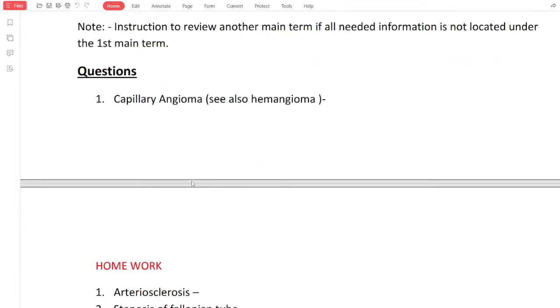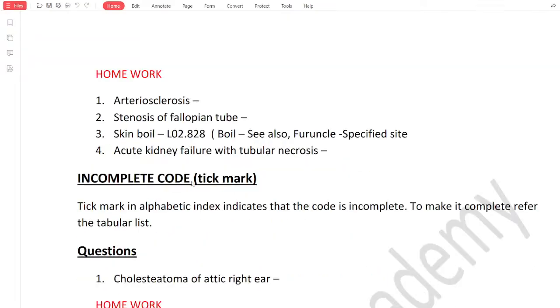Okay, and here is some homework for you. Arteriosclerosis, stenosis of fallopian tube, skin boil, acute kidney failure with tubular necrosis.